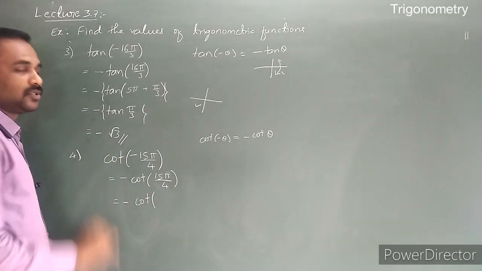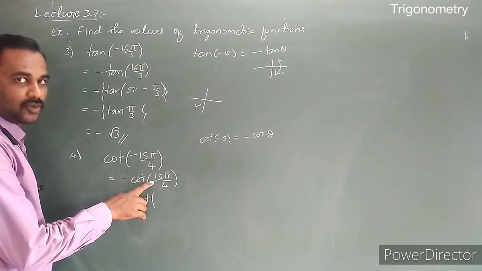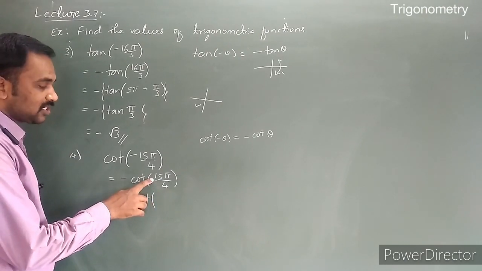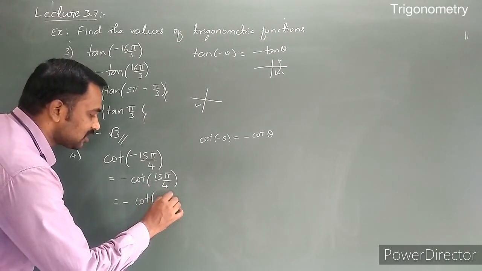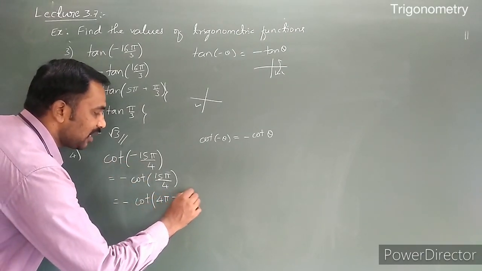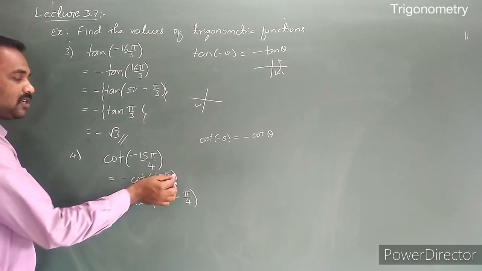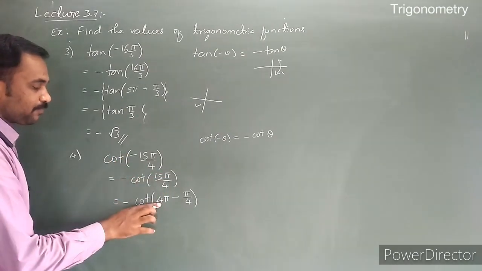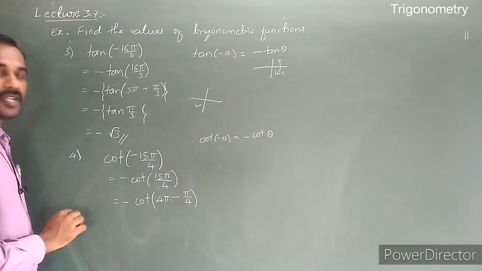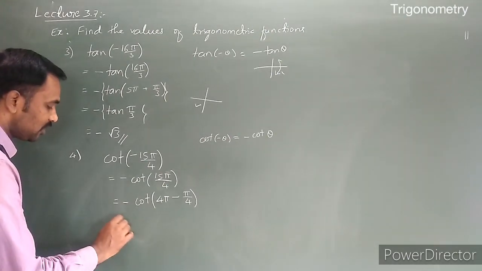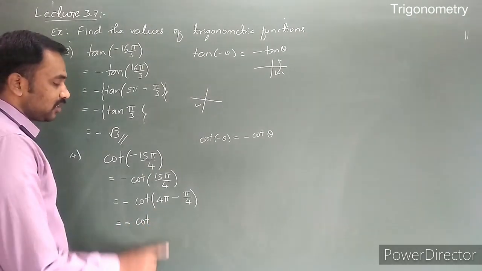Find the nearest multiple of 4 to 15. 4 times 3 is 12 and 4 times 4 is 16. Is 16 nearer to 15, or 12? 16 is nearer, so 4 times 4 is 16, but it is more than 15, so I write minus pi by 4. Cross-checking: 4 is the LCM, 4 times 4 is 16, 16 pi minus pi is 15 pi divided by 4. Yes. Now this minus stays as it is: minus cot of 4 pi minus pi by 4.